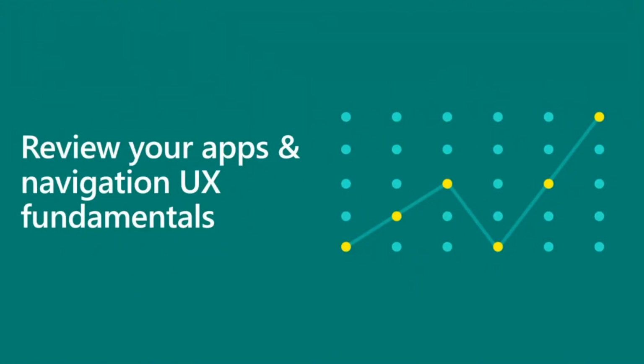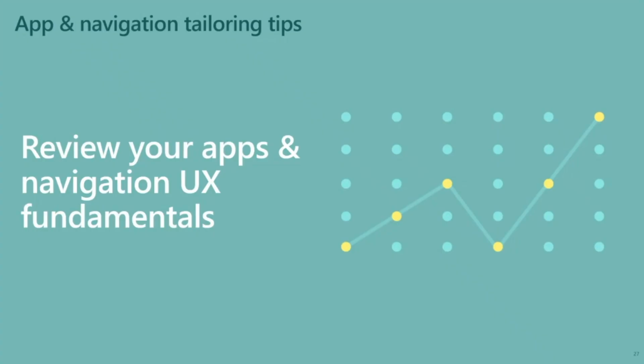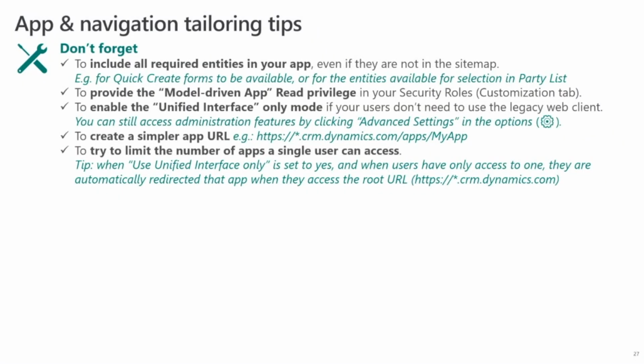Now that you have defined your apps, it's a good opportunity before going live to do a first check and review your apps and navigation UX fundamentals. So there are a few tips here. Don't forget to include all required entities in your app, even though they are not in the sitemap. So it's very important to differentiate what should be in the sitemap, basically the entities your users need to navigate to, or your dashboards, or whatever they need to see in the UI, and what needs to be in your app, but not necessarily in the sitemap.